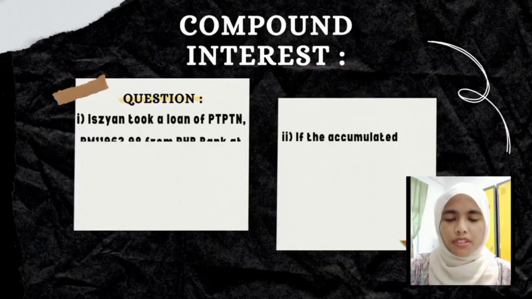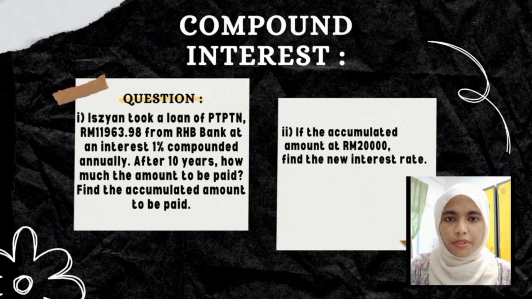The question for compound interest is, Izian took a loan of PTPTN RM11,963.98 from RSP Bank at an interest 1% compounded annually. After 10 years, how much the amount to be paid? Find the accumulated amount to be paid. For this special case, the question is if the accumulated amount at 20,000, find the new interest rate.